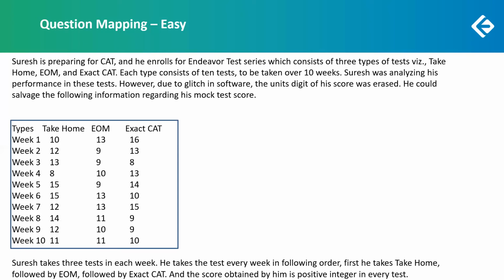So we could see that the last digit for any of these values could be anything from 0 to 9. And based on those possibilities and based on the order in which Suresh took the test, we had to answer the questions. Now, 2 questions from here were very easy. That should definitely have been attempted. 2 other questions were not difficult, but they were very calculative. A lot of calculations were involved.